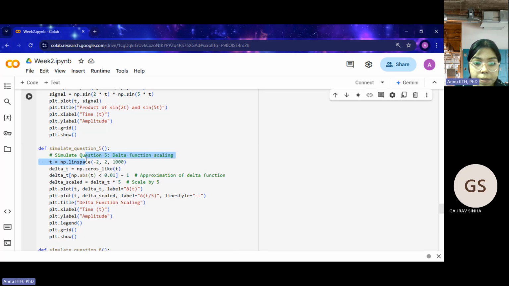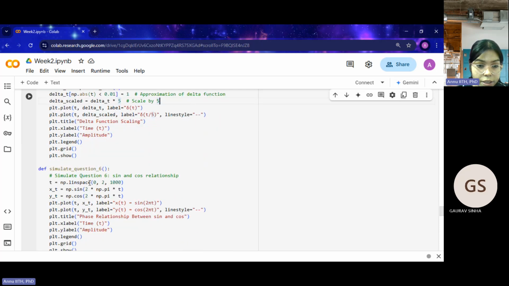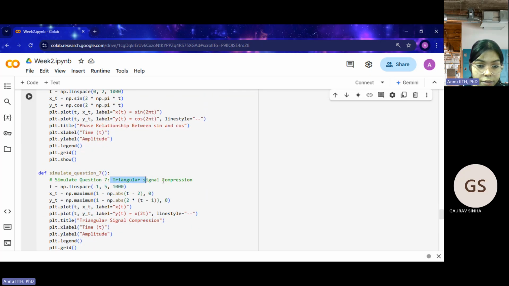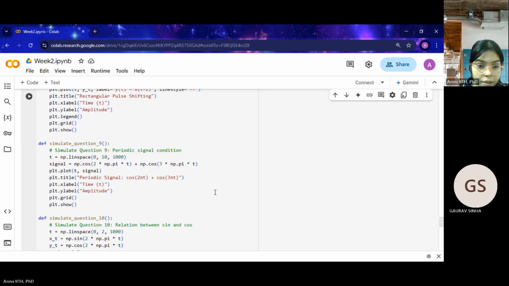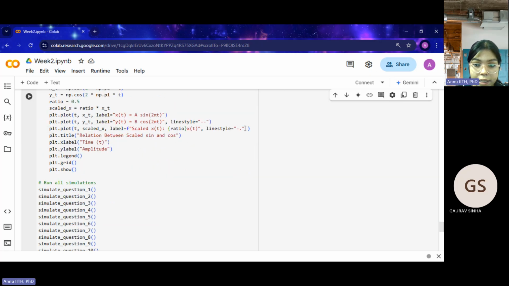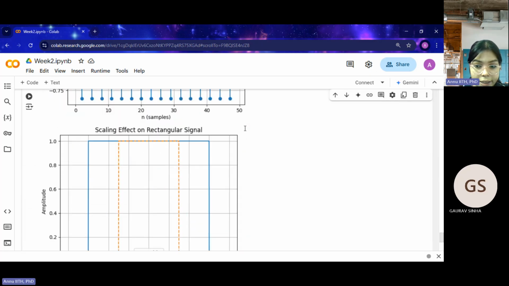Okay, now simulate approximation of the delta function. We saw the area will be increased by 5, so let's see t by 5. The sixth question is cosine and cosine relationship. Seventh is rectangular signal compression. Eighth is rectangular pulse shifting. Then periodic signal condition. The tenth is the relation between sine and cosines. Some questions are redundant. So let's see quickly.